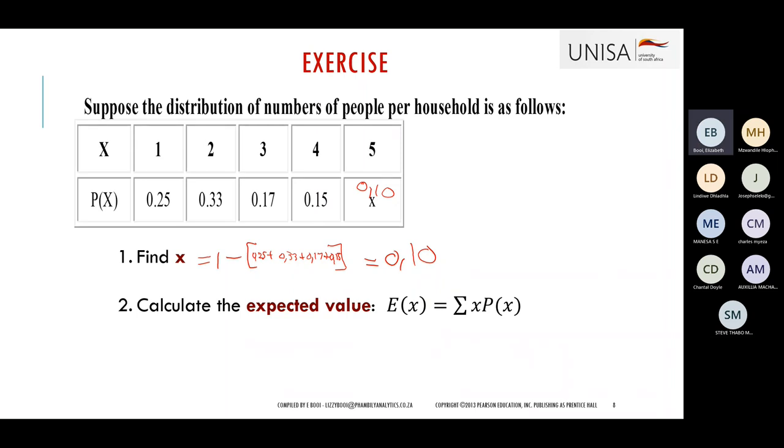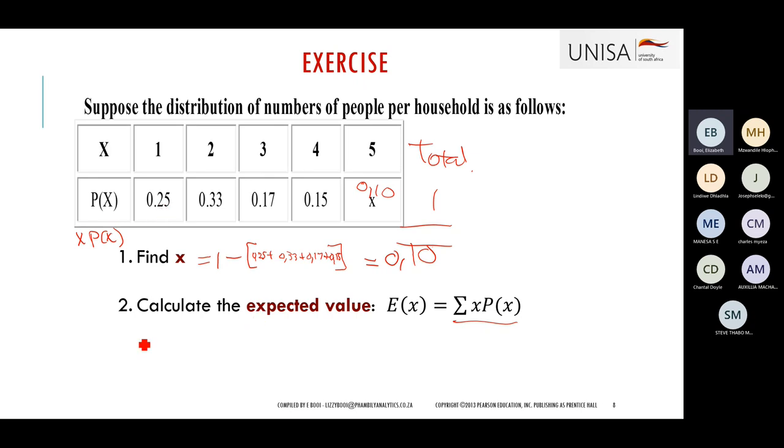Remember, to calculate the expected value, we can also extend from this table and calculate each and every one of them, and then at the end we're going to add them together. So we're going to create a total. The total here, when I add all of them, should give me 1. The total here, when I calculate and add them, should give me my expected value.